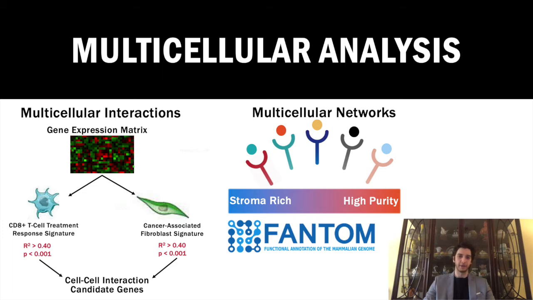On the right of the slide, we isolated candidate ligand receptor pairs that drive different microenvironment phenotypes for further study. To achieve this, we utilized multicellular networks within the functional annotation of the mammalian genome catalog, or PHANTOM. The previous gene list derived from the correlation analysis was used for this.